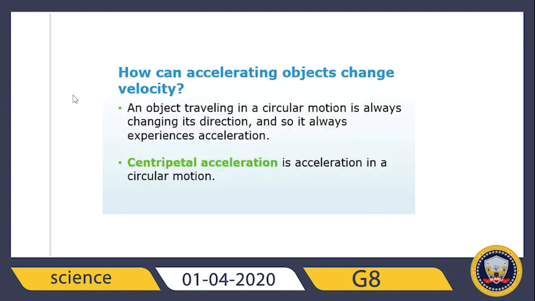So guys, the last thing that we have to know is that we have a kind of acceleration called centripetal acceleration. Centripetal acceleration is acceleration in a circular motion. So if an object is traveling in a circular motion, this object is always changing its direction, right? And so it always experiences acceleration, and this type of acceleration is called centripetal acceleration.